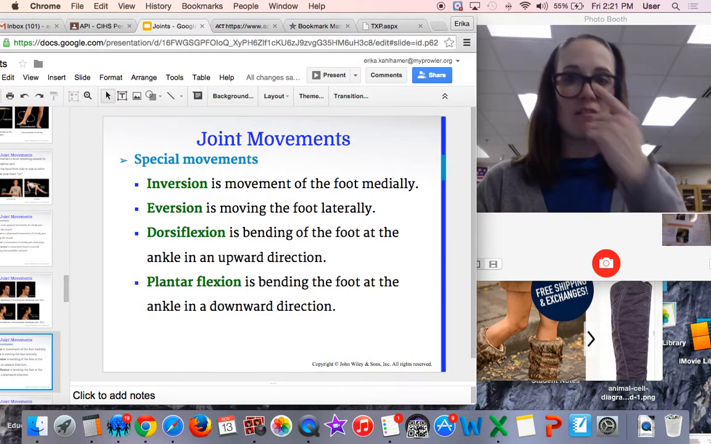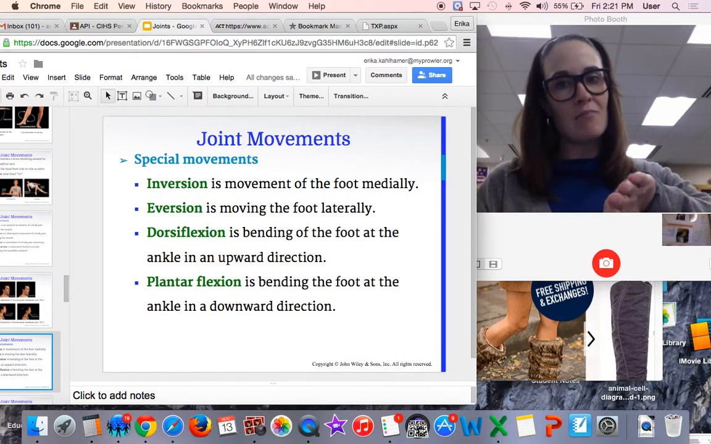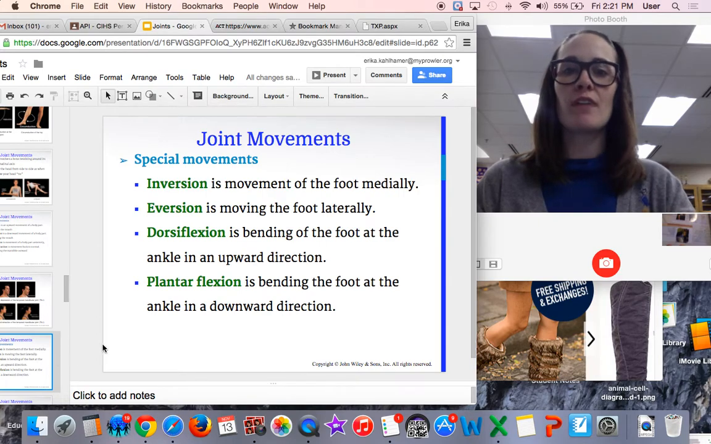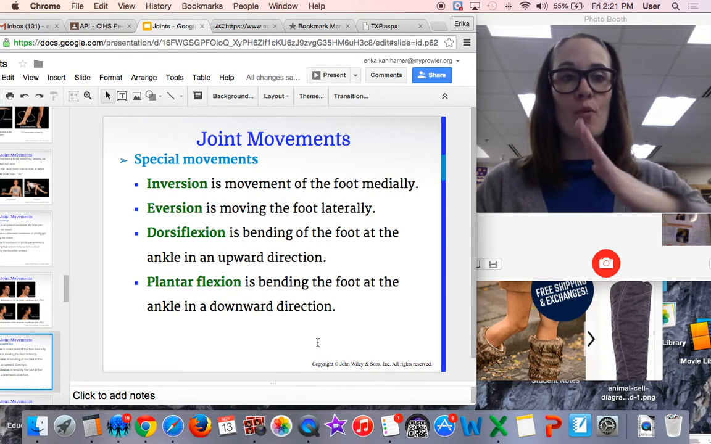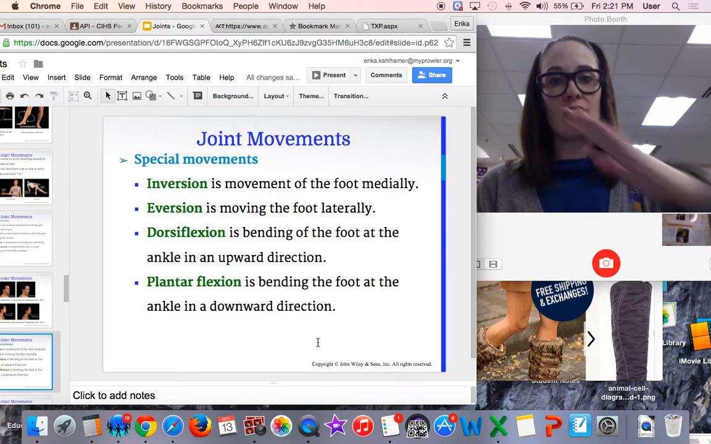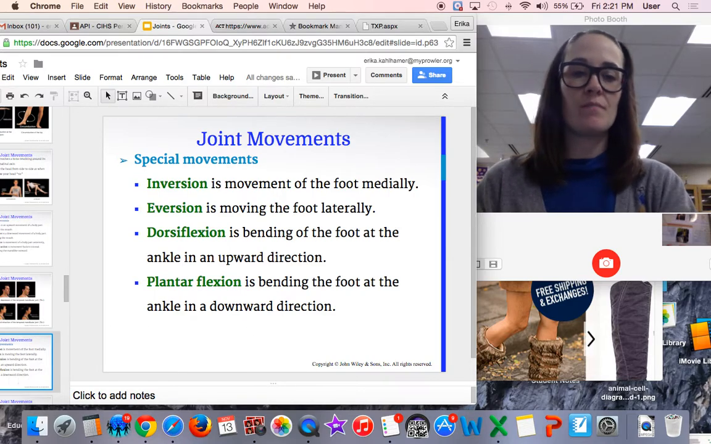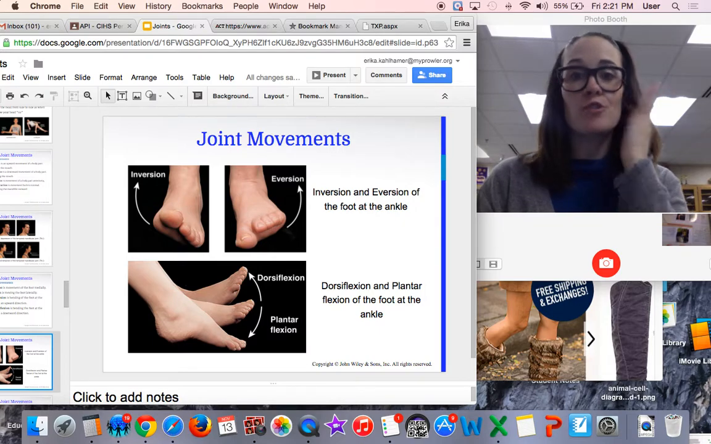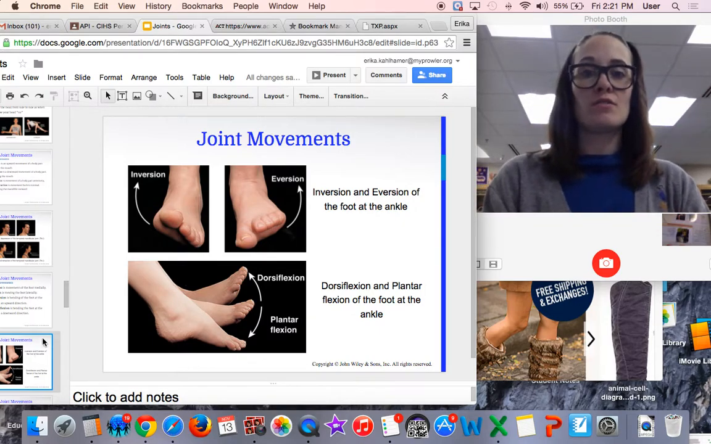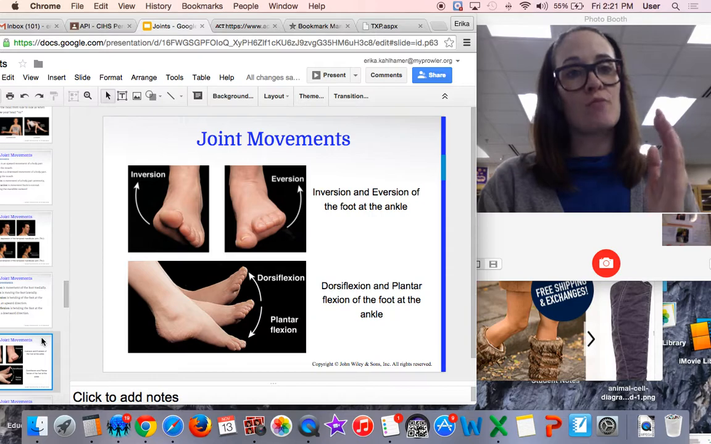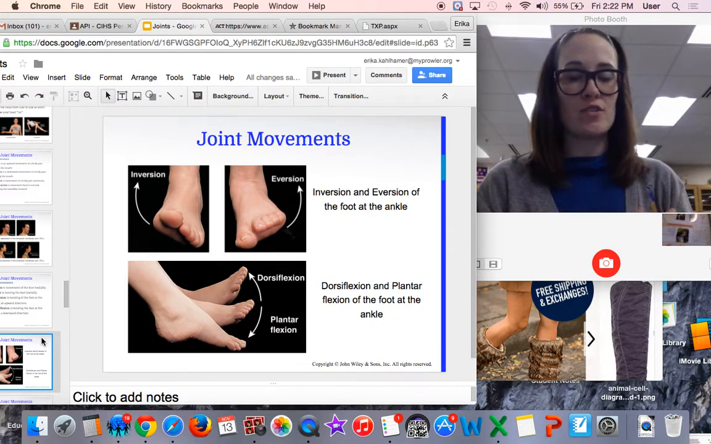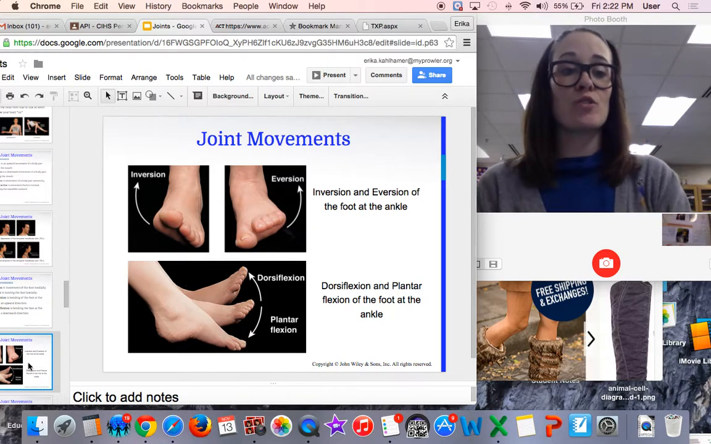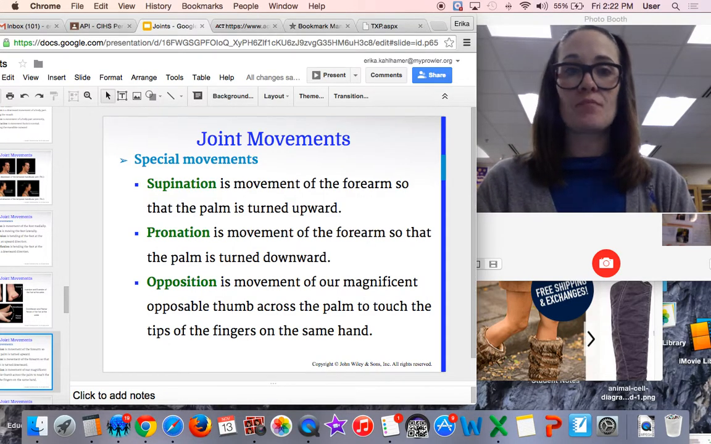Other special movements: inversion, movement of the foot medially. Eversion is the movement of the foot laterally, towards the outside. Dorsiflexion is bending the foot at the ankle in an upward direction, while plantar flexion is bending the foot at the ankle in a downward direction. And there are some images of inversion, eversion, and dorsiflexion and plantar flexion. I want to recommend that you practice all of these joint movements just how the picture shows and say them out loud as you are doing those movements.